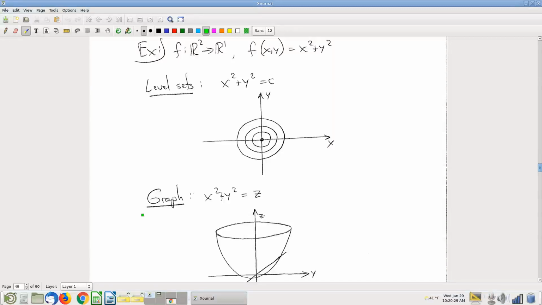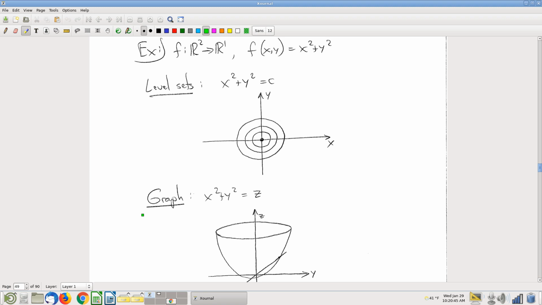Okay, so here's what we were talking about last time. We were talking about graphs and level sets, different ways to visualize functions, multivariable functions. And it's important to start this conversation.